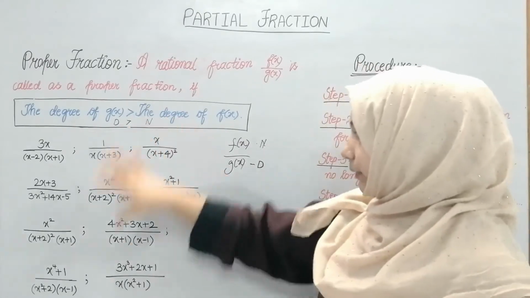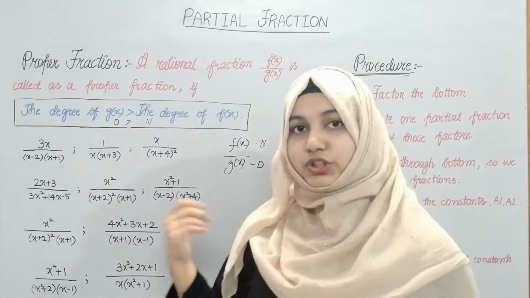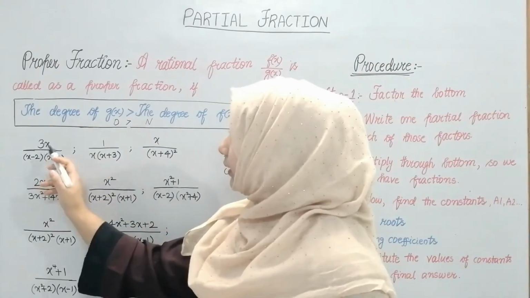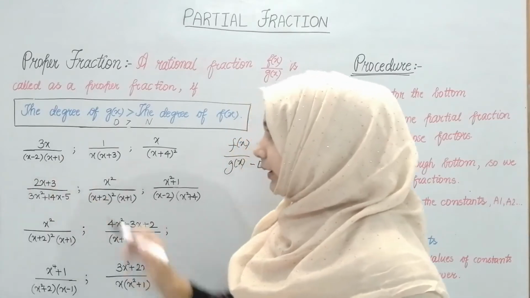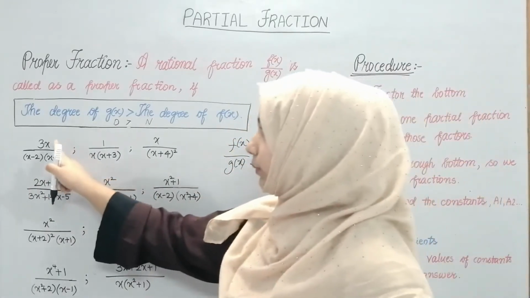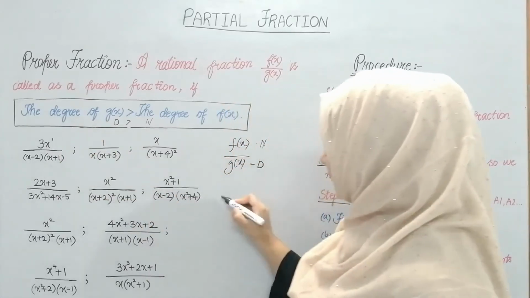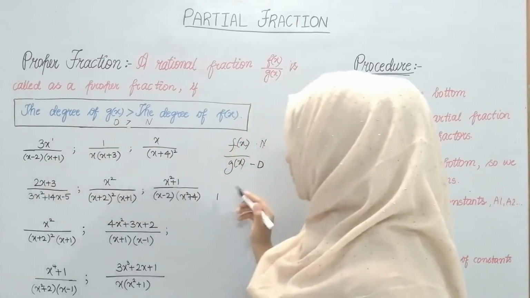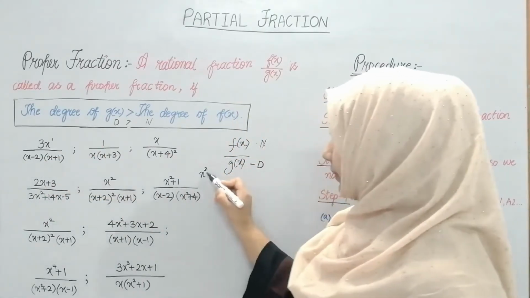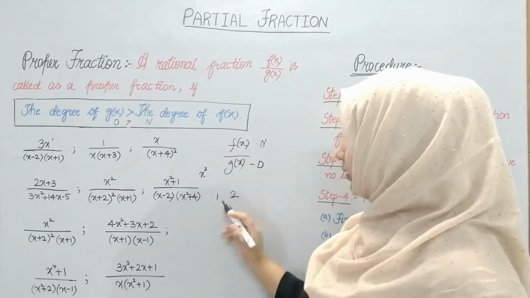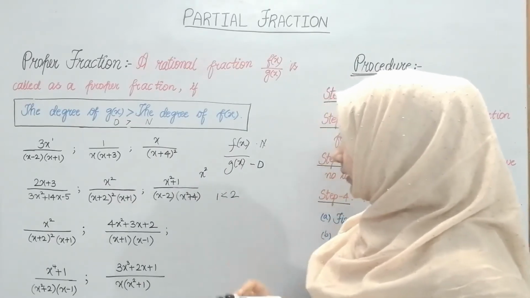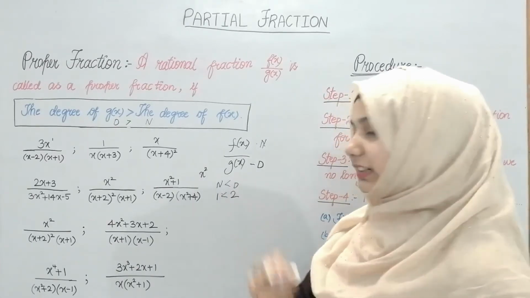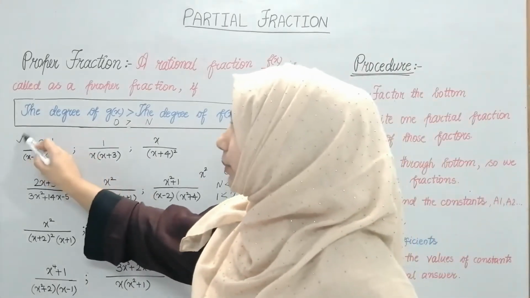Now from these examples, let's try to find out which is proper and which is improper. Let's pick the proper ones. Here, 3x by (x minus 2)(x plus 1). The degree of the numerator is 1. If you multiply x into x, it will be x squared, so the degree is 2. Here 1 is less than 2. The denominator is greater than the numerator, so yes, this is a proper fraction.